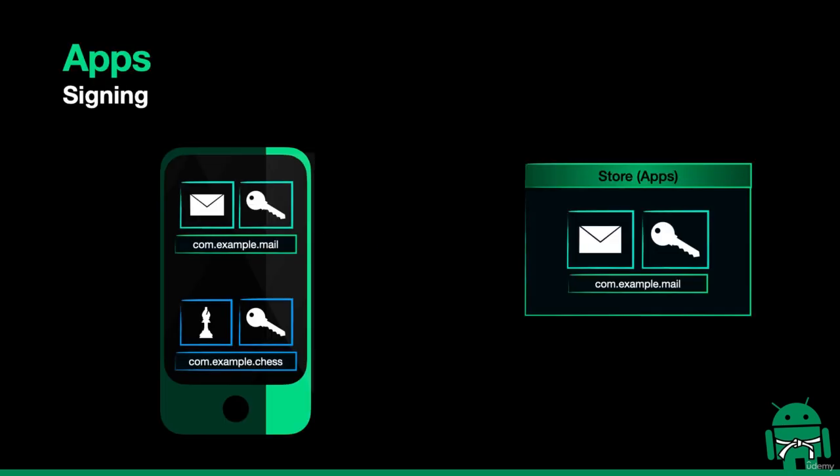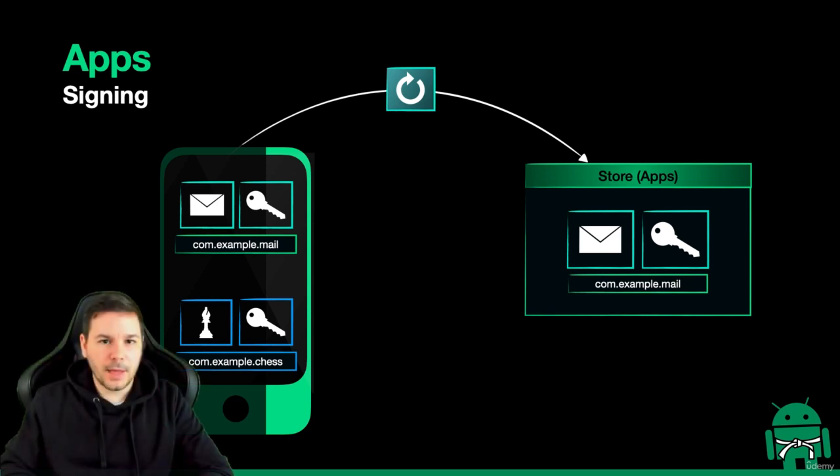Alright, here we've got our smartphone with the following two applications. We've got the Com Example Mail and we've got the Com Example Chess. Now the Com Example Mail wants to check if there's any update available in the Google Play Store. And the Google Play Store is corresponding with the new update of its version, so the new package version. Now is the question, how can we make sure that this update is regarding this application?